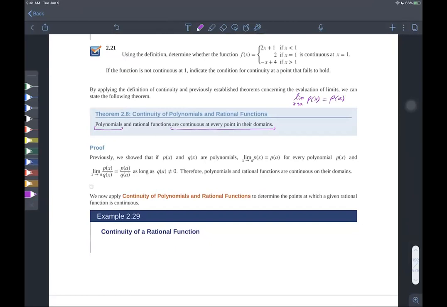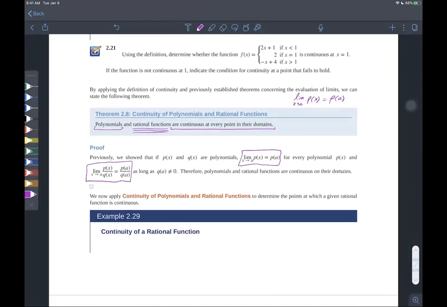And theorem 2.6 also talked about rational functions. The same basically held with rational functions. Oh, and it's right here. You can see it right there. This was the statement of theorem 2.6. That was part of it, and here's the other part. It turns out that rational functions are also continuous at every point in their domain.